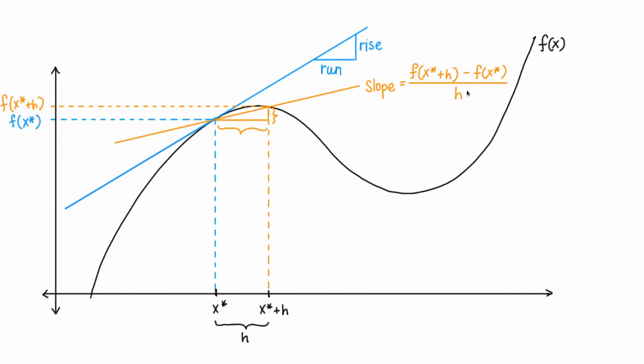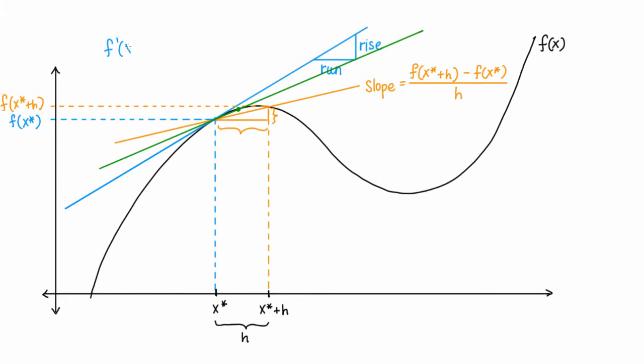We can get a better approximation of the slope tangent to the point x star if we choose a different point that's closer. So if we pick this point, then the secant line better approximates that tangent line. It's still not perfect, so we'll pick a point even closer. And we want to get infinitely close to the point at x star. So what does that mean?